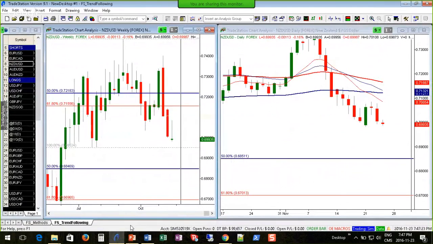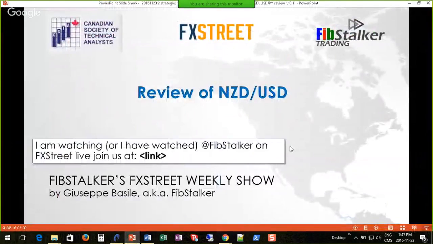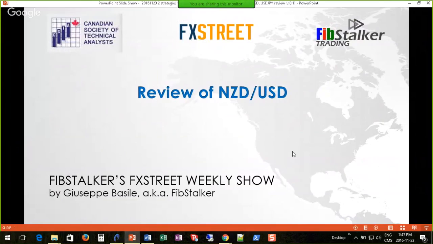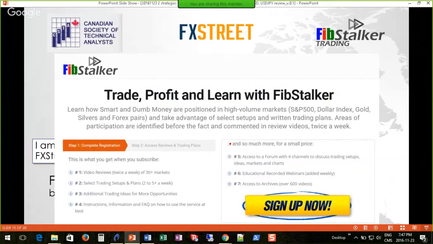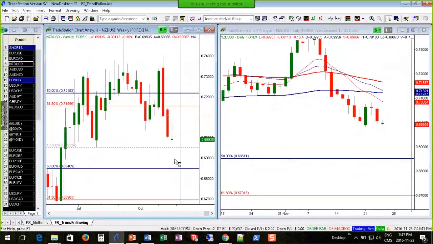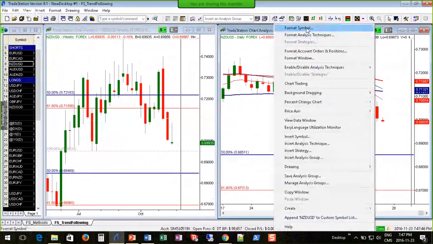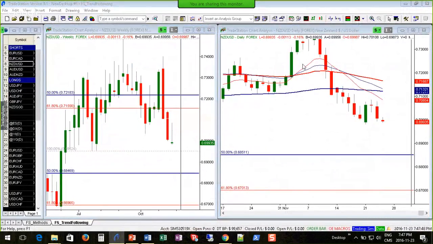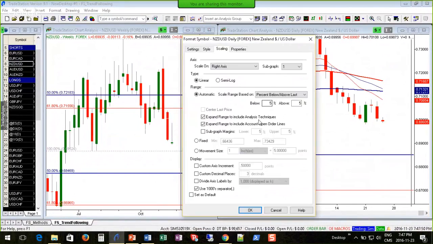Again, this is the case that we built in my signal service here, winningwithalgos.com/signals, and we traded this. All my students as well as the subscribers traded this opportunity, and the way we identify the opportunity and the trading plan, I'll show it to you here and on the daily time frame.